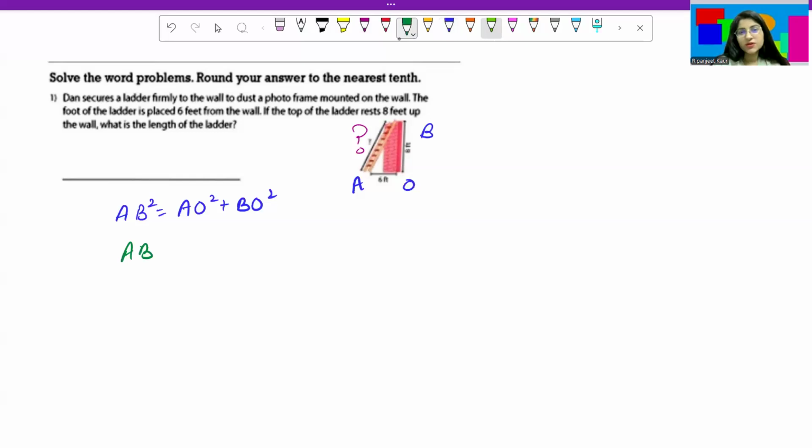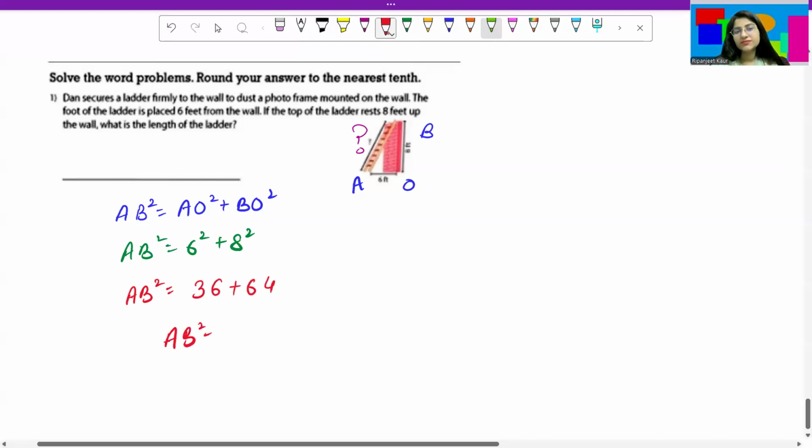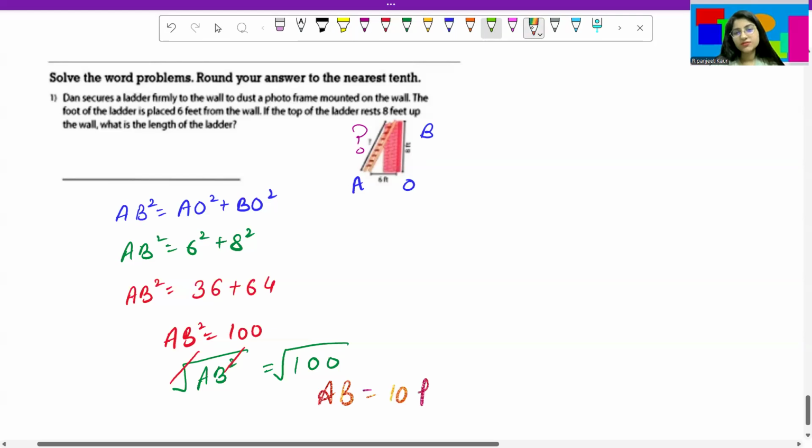So how much is 6 square plus 8 square? I think we don't even need to use the calculator for this. 36, 64. What is going to be AB? We can write it directly, I guess. So what is going to be our AB? 10. Great. So AB equals 10 feet. Easy one. Okay. All right. Let's go to the next part.